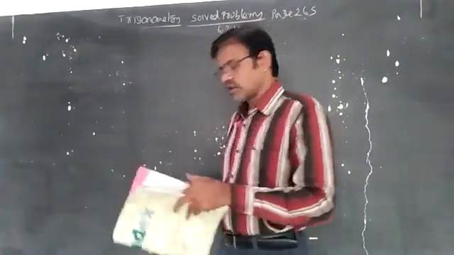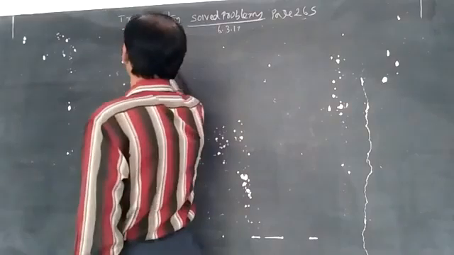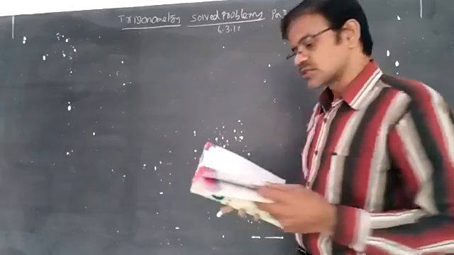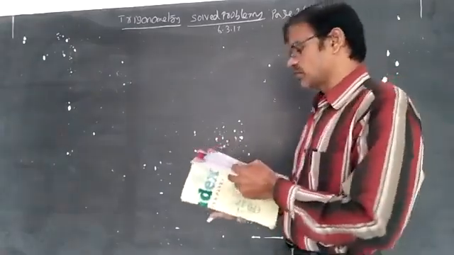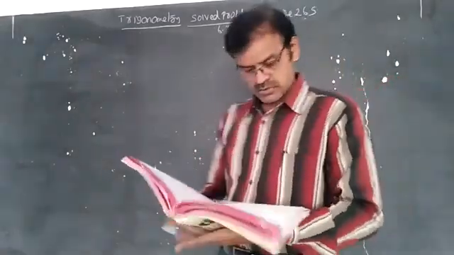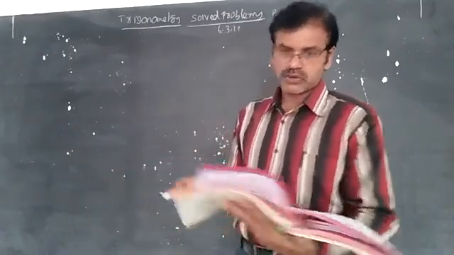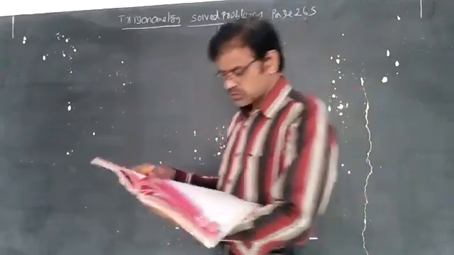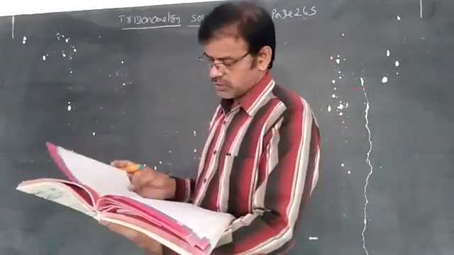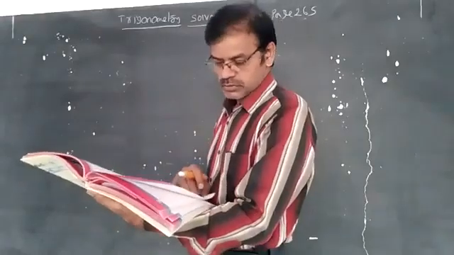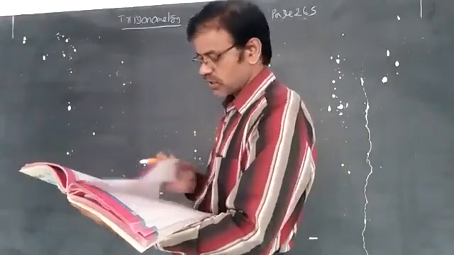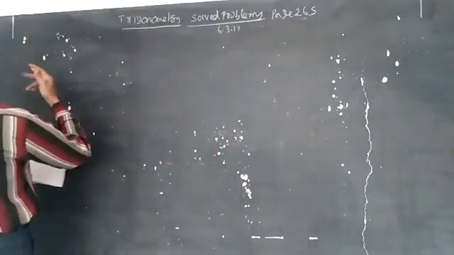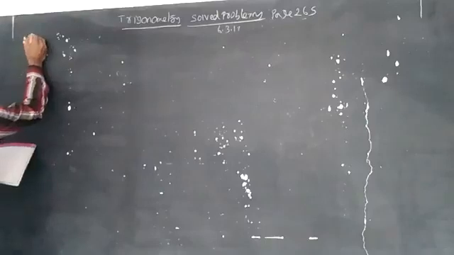Now we are in the topic of Mathematics 1A Trigonometry. In yesterday's class, page number 265, we completed solved problem 6.3.12, in which 9 questions were completed. Let us discuss today from the 10th question onwards: 10, 11, 12, 13, 14, total 16 sums are there. Let us discuss the sums that depend upon the multiple and submultiple angles concept.